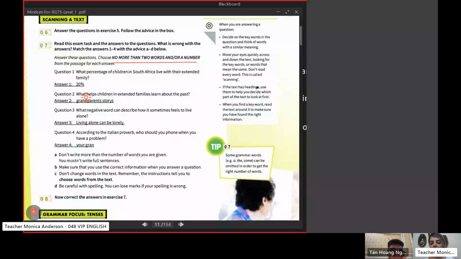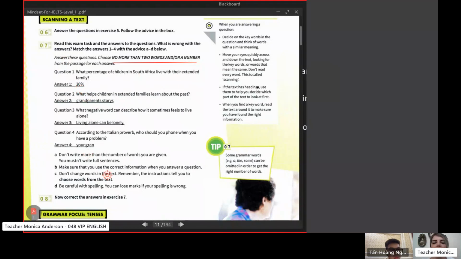Let me say something about the most important issue that most students or candidates for IELTS encounter: understanding the question or instruction. Normally, candidates don't understand what to do. They don't understand the question. Because of this, they make mistakes in answers. So first of all, we have some questions and of course answers. What's the question? 5% of children in South Africa live with their extended family. The answer is only one number, 20%.